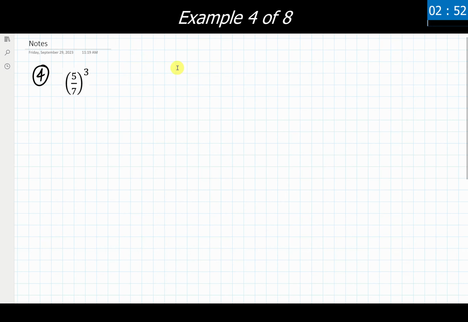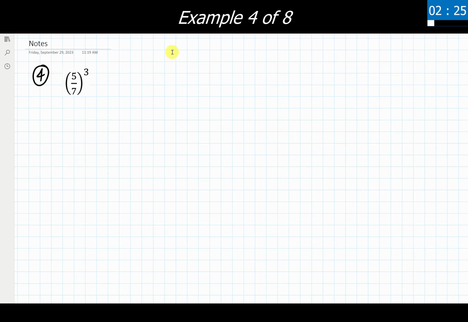Looking at our fourth example, we have the fraction 5 over 7 inside of a set of parentheses, and those parentheses are being raised to the 3rd power. So like we did with example 3, I want to show two ways that we can go through this. Both are perfectly valid, though I think one is going to be a little bit more efficient and take up a little less time than the other. But I do want to show that there are multiple ways to go through this.